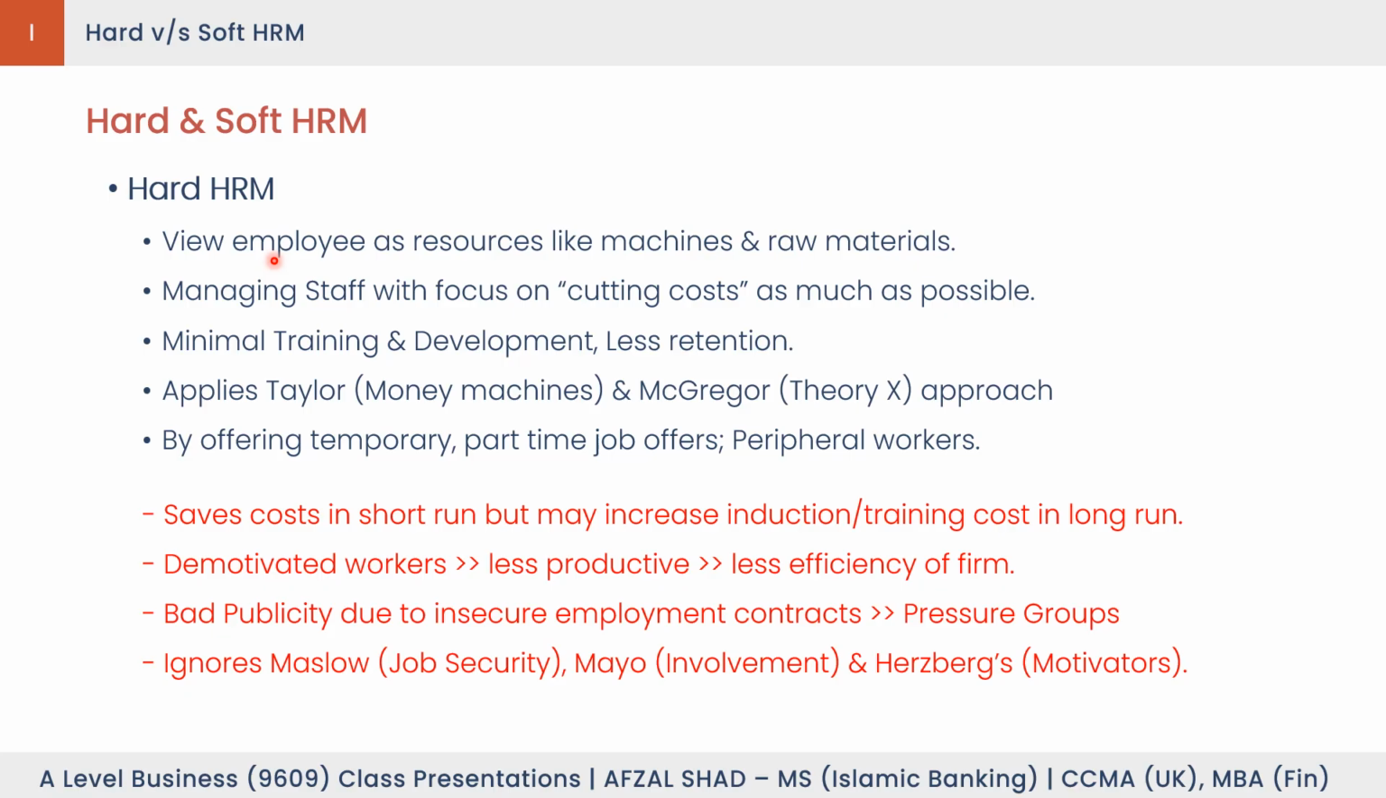So hard HRM भी यही है कि hard HRM is kind of an outdated approach, kind of an autocratic approach, kind of a Taylor approach, जिसमें we are viewing employees as a resource. The employee which is producing more is a good employee, and the employee which is producing less is a bad employee. That is the basic element of the hard HRM. Second, managing staff with focus on cutting costs as much as possible. Focus कहाँ है? Cost cutting measures पर.